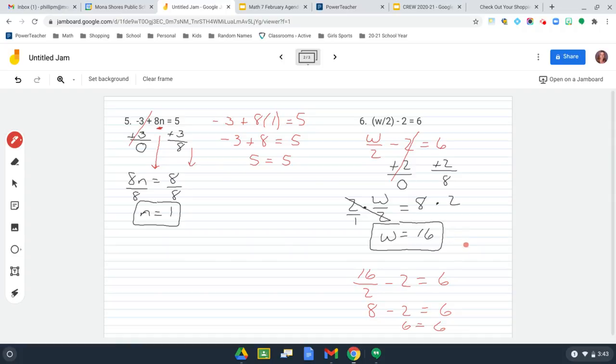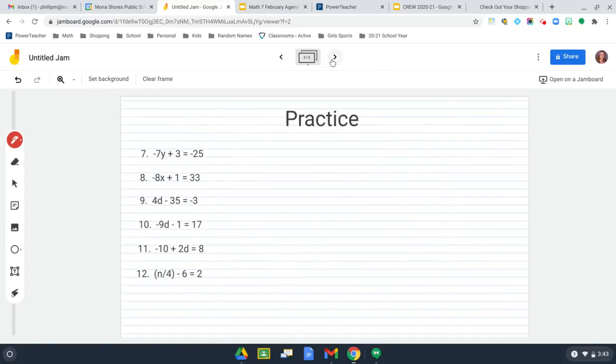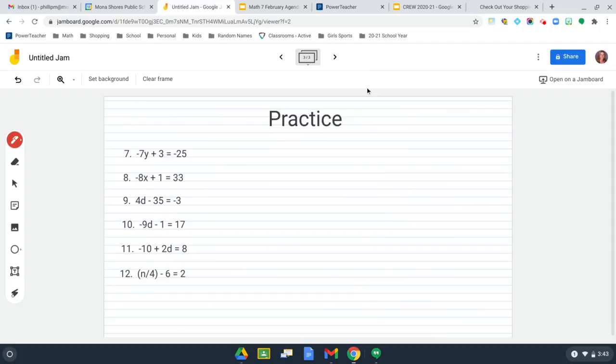but I definitely wanted to show you what that looked like as well. So let's go to the page that you're going to be working on. So you're going to see 7 through 12. You're going to practice 6 problems just like you did yesterday with negatives in there. And again, notice at number 12, I did put 1 in just like the last one we did. I did do a division one, a fraction one there. But go back to number 6 and use that as a guide to help you.